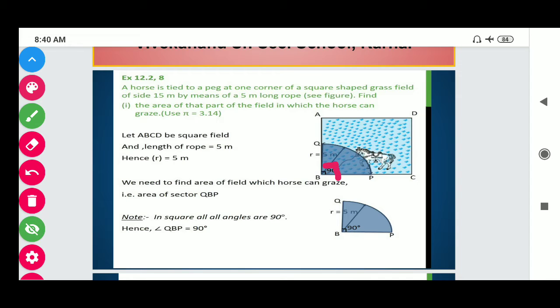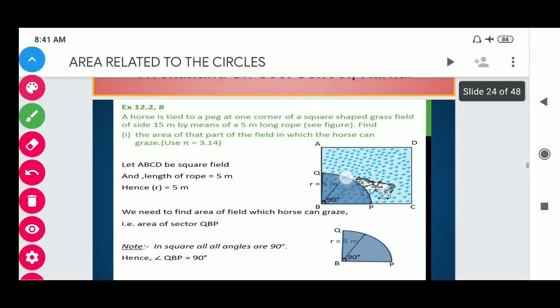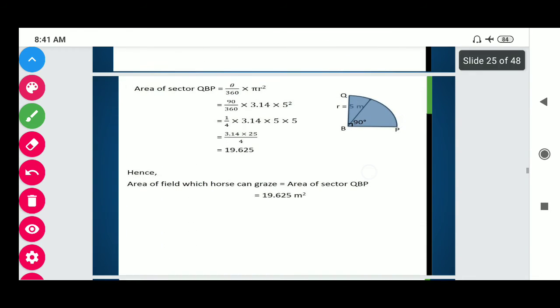So let's start. Let ABCD be a square field and the length of rope is equal to 5 meter. We need to find the area of the field which the horse can graze. So that is the area of sector QBP. In a square all the angles are 90 degrees, so angle QBP must be 90 degrees. So the area of sector QBP will be theta over 360 pi r squared.